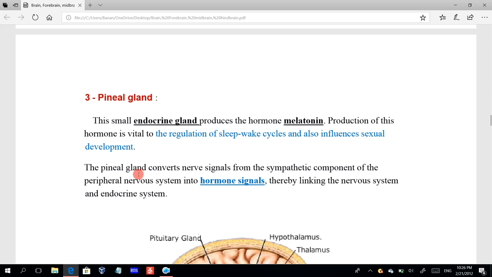The pineal gland converts nerve signals from the sympathetic component of the peripheral nervous system into hormone signals, thereby linking the nervous system and endocrine system. So yeah, الـ pineal gland تربطنا ما بين النيربوس سيستم والاندوكراين سيستم، تحول الإشارات العصبية من السمباثيتيك كومبوننت أوف ذا الأعصاب الطرفية إلى هرمون سيجنالز، إلى إشارات هرمونية. So بهاي العملية الـ pineal gland links the nervous system and the endocrine system.